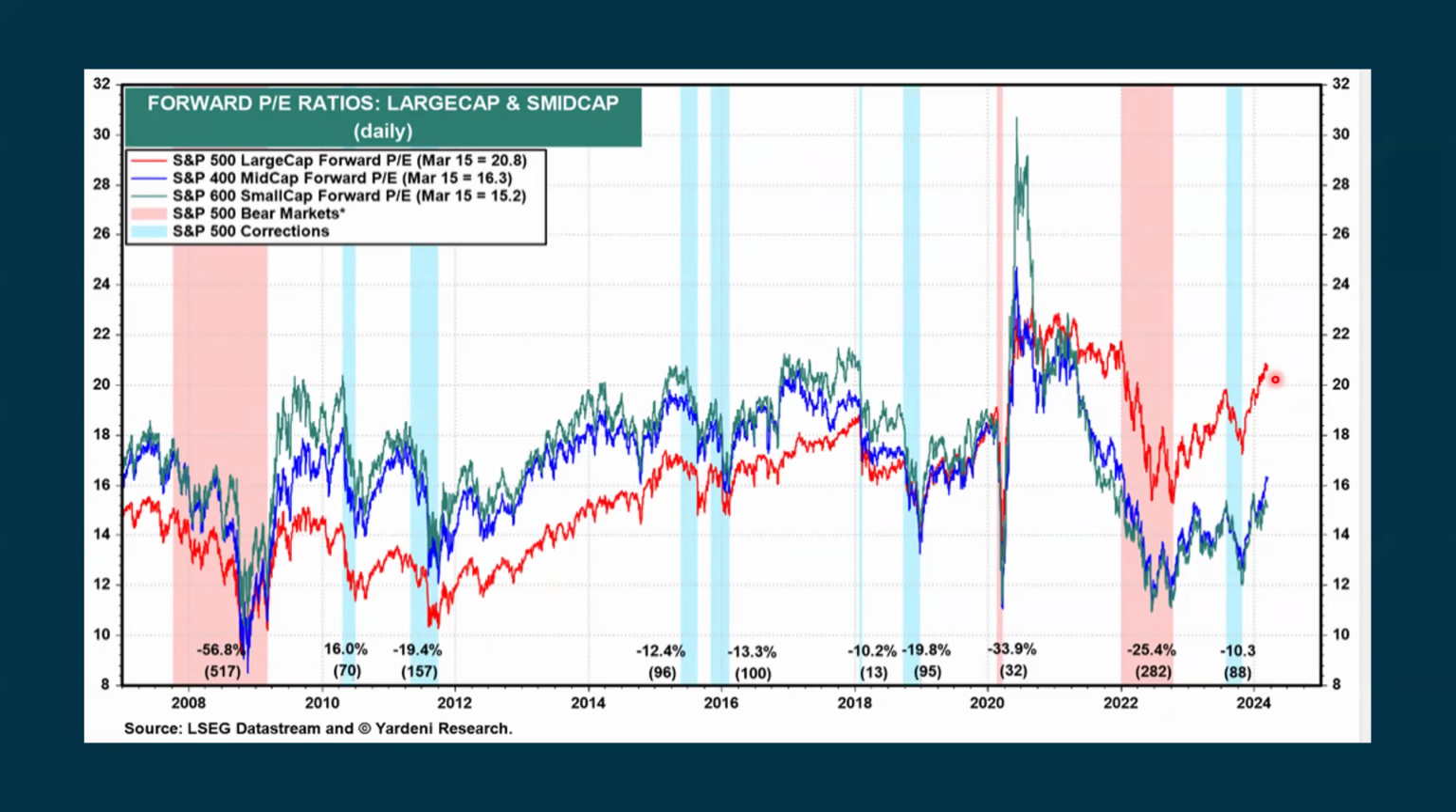Just to give you a comparison, we also have the mid caps and small caps looking forward as well. They're lower when we look at their forward PE ratio, where the mid caps are right at about 16.3. The small caps are at 15.2, so they're more in the fairly priced area.